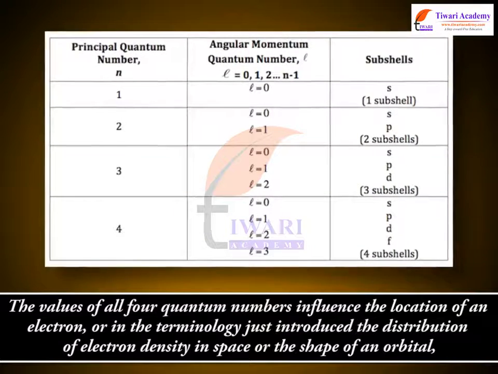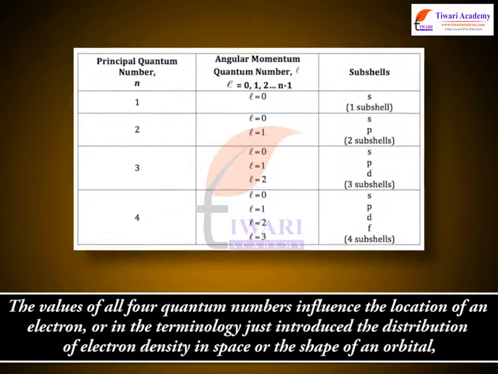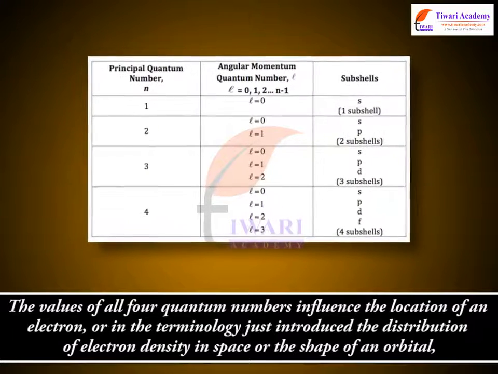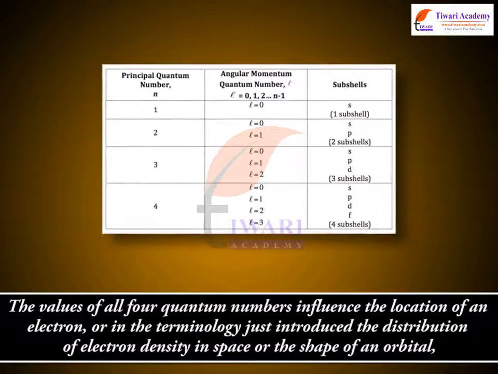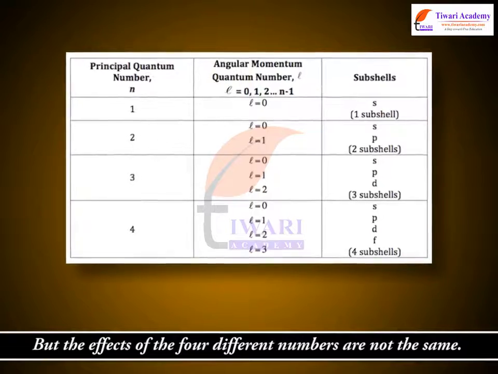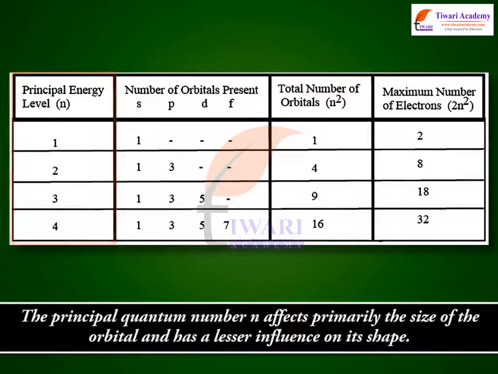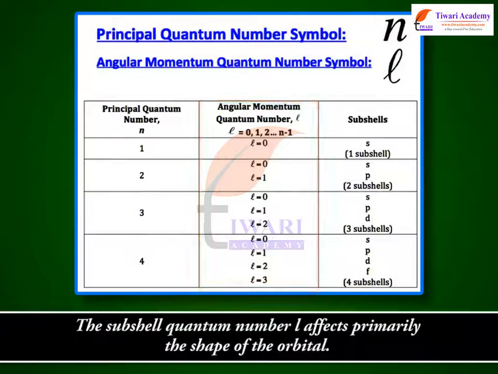The values of all 4 quantum numbers influence the location of an electron, or in the terminology just introduced, the distribution of electron density in space or the shape of an orbital, but the effects of the 4 different numbers are not the same. The principal quantum number n affects primarily the size of the orbital and has a lesser influence on its shape. The subshell quantum number L affects primarily the shape of the orbital.